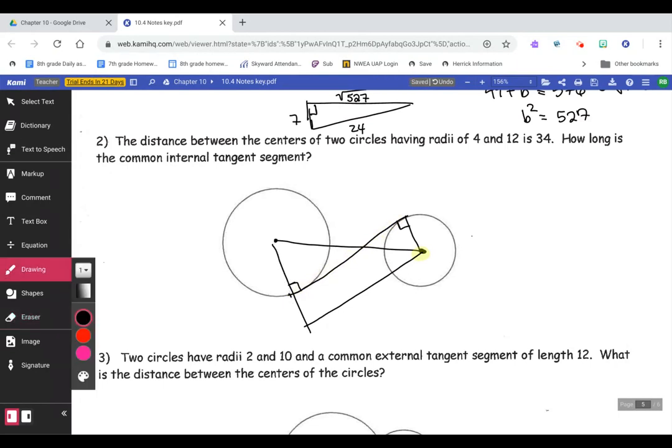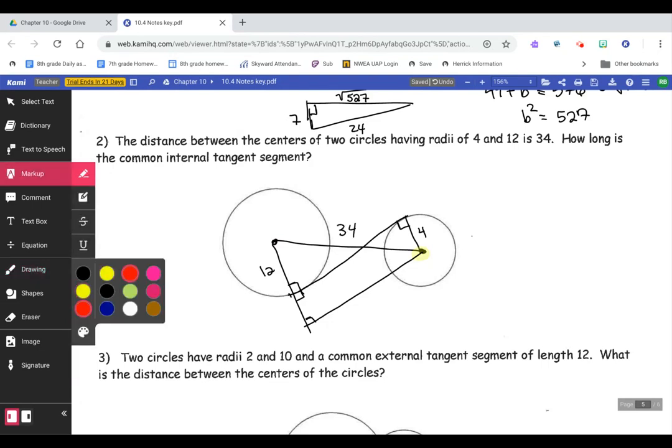Okay, let's put in our right triangles, or right angles. All right, the distance between the two circles having radii of 4 and 12. So radius of 4, and then this is 12. The distance between the two circles is 34. So that means 34, and I'm going to highlight this for this distance.